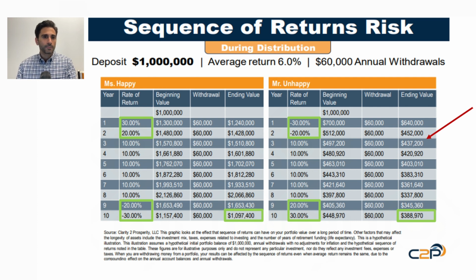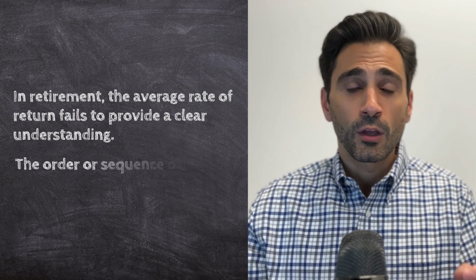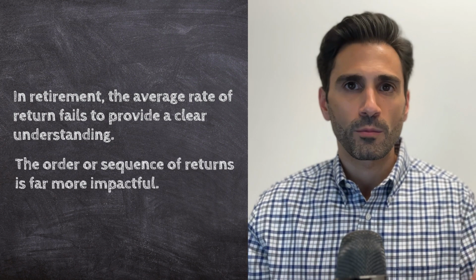And so you'll see here, Miss Happy and Mr. Unhappy have the same average rate of return, but clearly if you could choose to be one or the other, you'd rather be Miss Happy than Mr. Unhappy. In retirement, the average rate of return fails to provide a clear understanding. The order or sequence of returns is far more impactful.